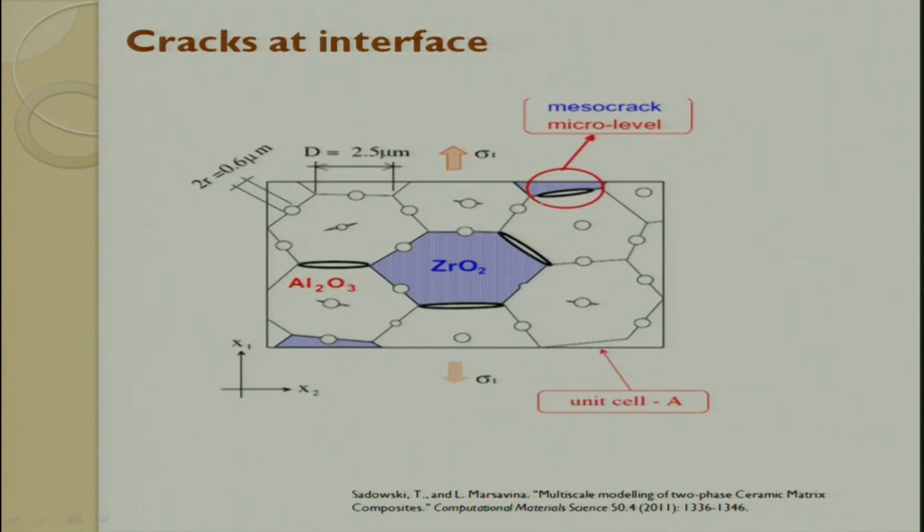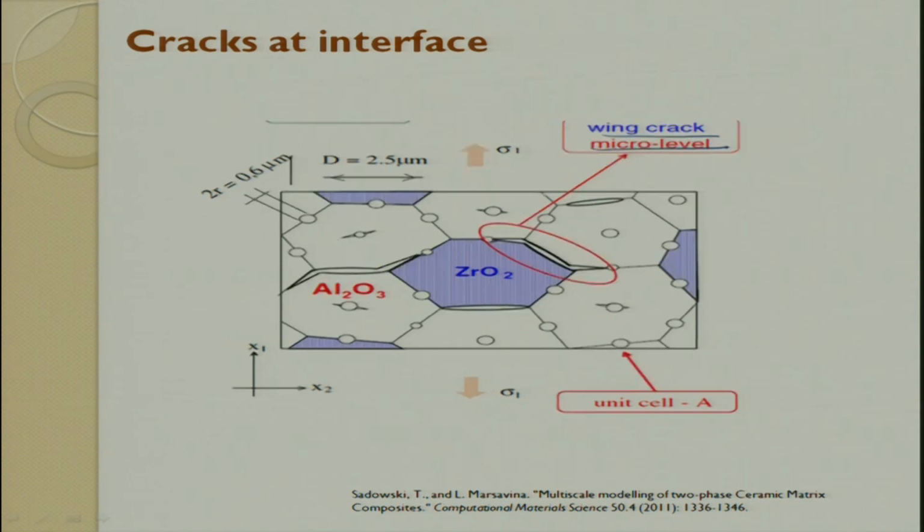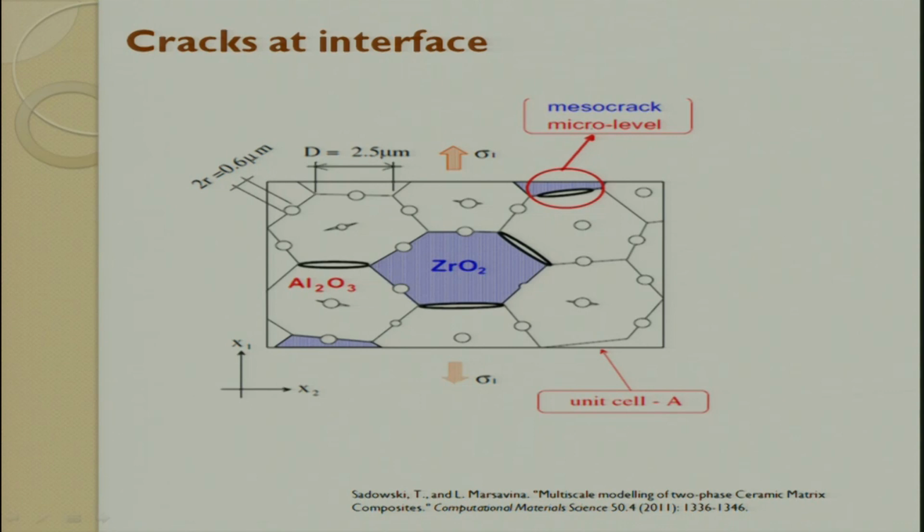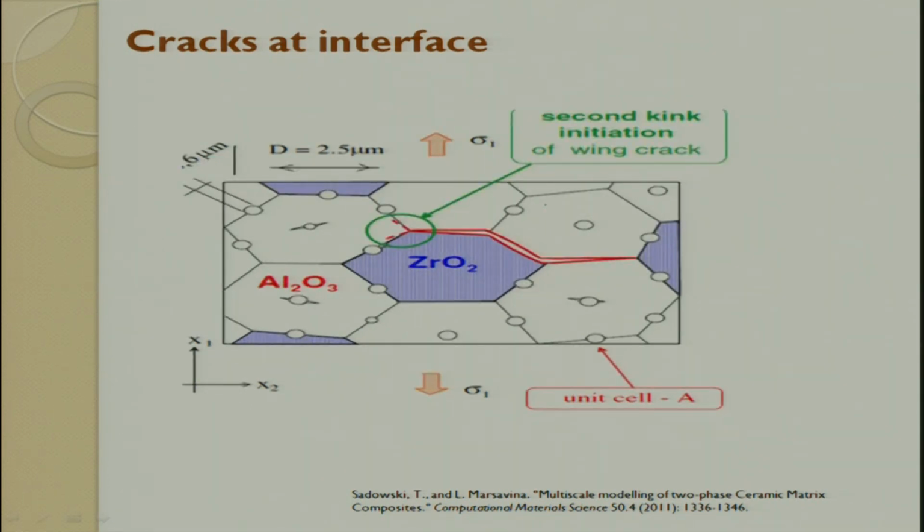So, these are meso cracks, these are wing cracks, micro level cracks which happen, and the crack keeps growing. You see beautifully the crack keeps going from here to the next crack, and the other thing is a micro level crack between the grains it can have, and the last one is the second kink initiative of the wing crack. Here it again bifurcates and starts growing, and these are the loads when they are applied, tensile load which is applied. So, you can see what happens to the crack and how it grows.